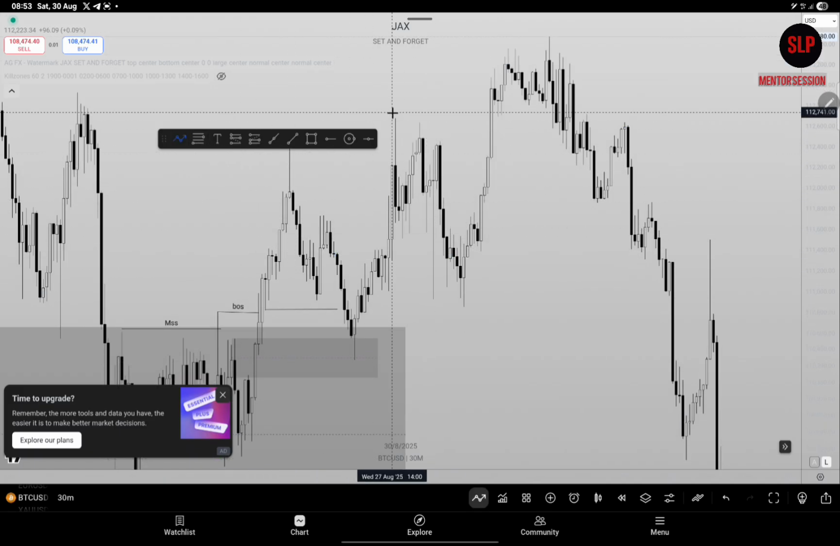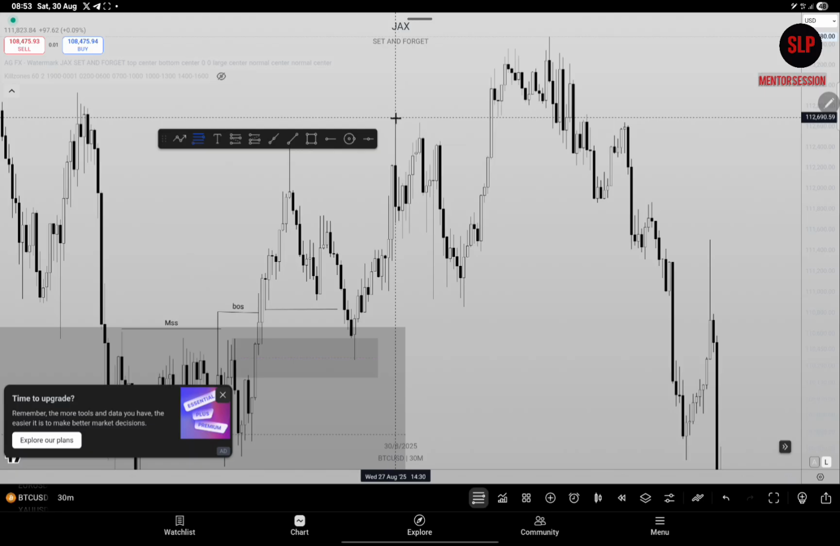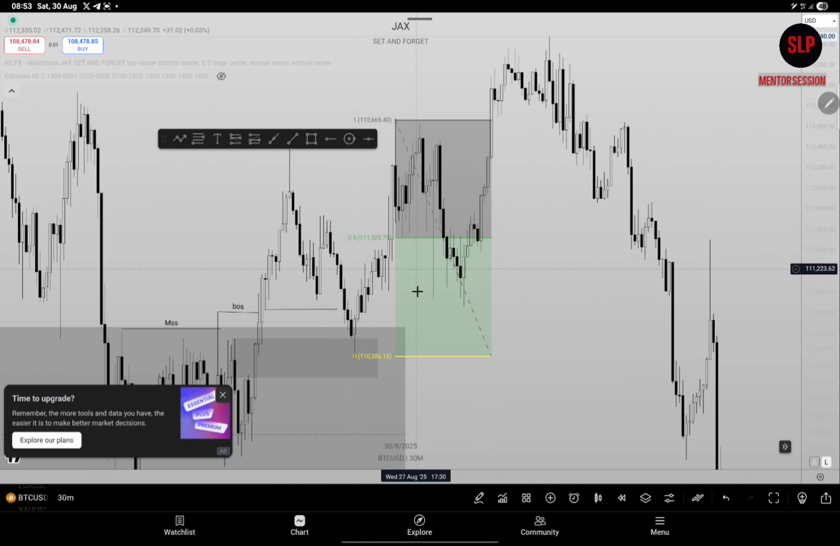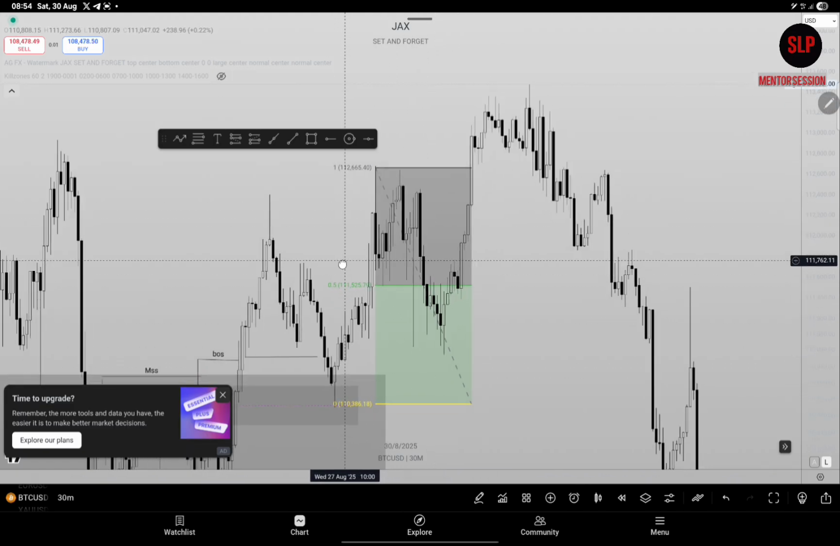Let me use my Fib to measure this. I love this tool called Fib. So measure it from down here. A valid inducement should have tapped at least 50%, mitigated 50% or more, then moved and broken structure or engineered liquidity, then come back and tapped a valid point of interest for more buys in the market. That is what a valid liquidity should have done.